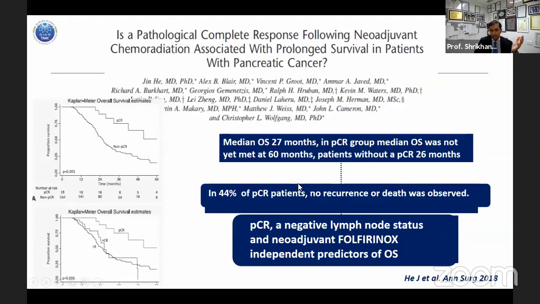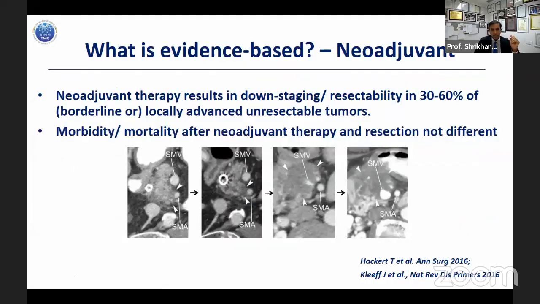So you can see that there is benefit. In 44% of the PAT-CR patients, no death or recurrence. And PAT-CR, negative lymph nodes, and neoadjuvant FOLFIRINOX were 3 independent predictors of overall survival in this retrospective group that they studied. So what's the level of evidence do we really have when we speak of neoadjuvant so much?